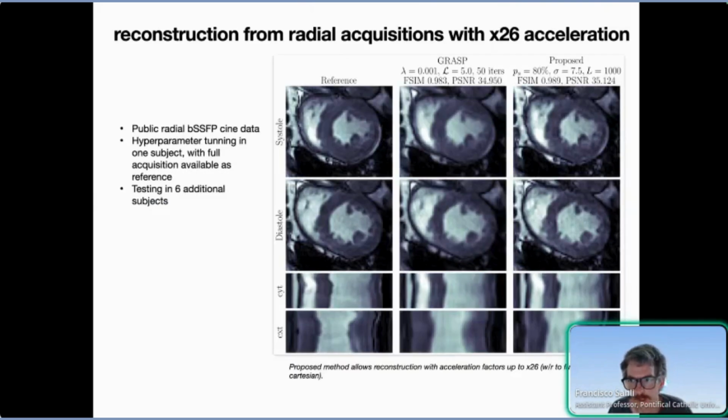So we tested this in a number of cases. There's a public data set with real trajectories that we played with, and this is the reference, and this is our proposed method with 26x undersampling, and you can see that it worked quite well. But to be fair, a classical method like RASP also works fairly okay, but we think our images are a bit sharper.